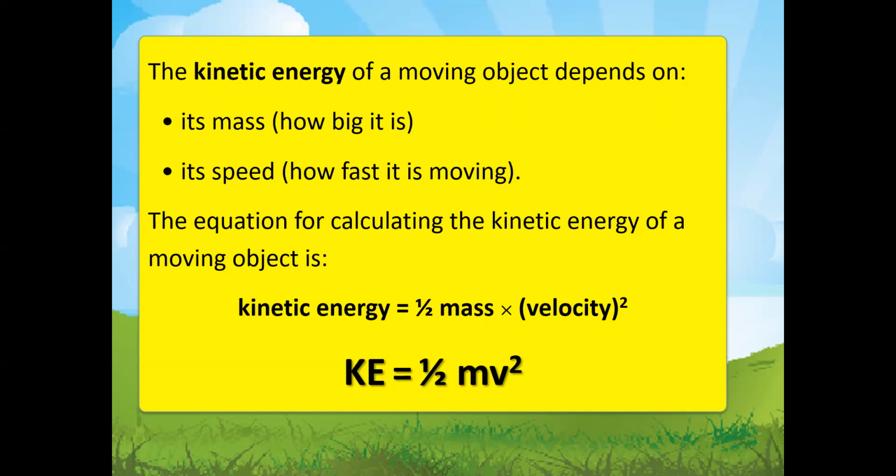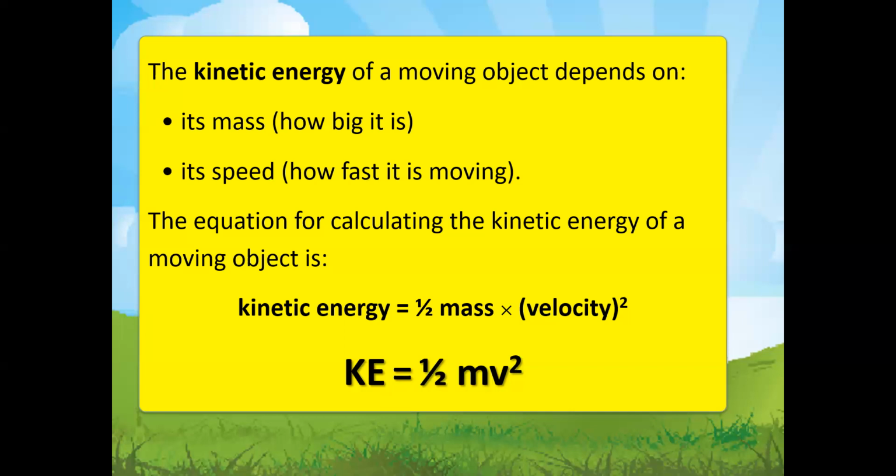So the kinetic energy is equal to half times the mass times the velocity squared. That's the formula for kinetic energy. Half, to make it simple, you write 0.5 times mass times velocity squared.